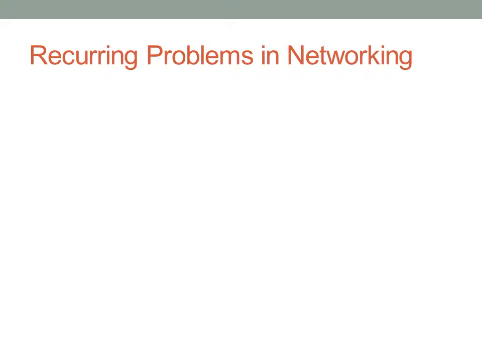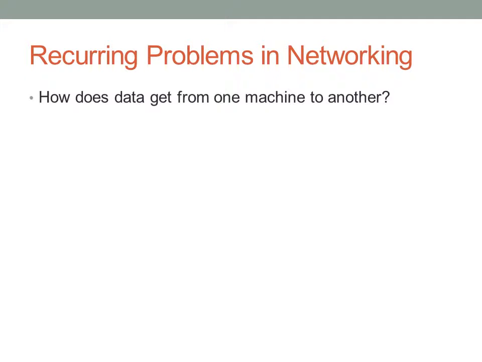Some of the recurring problems in networking that I mentioned, I've just listed a few here. I encourage you, as you think of some more, to note these down, as it'll help you remember a lot of the concepts we cover. The first one is how data can get from one machine to another. It could be via fiber, wireless, or copper. Any of these are okay, and we'll go over some more examples of this as well.